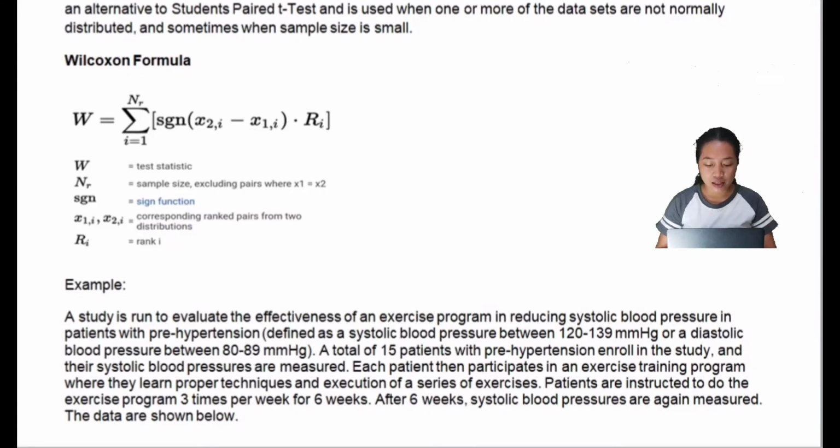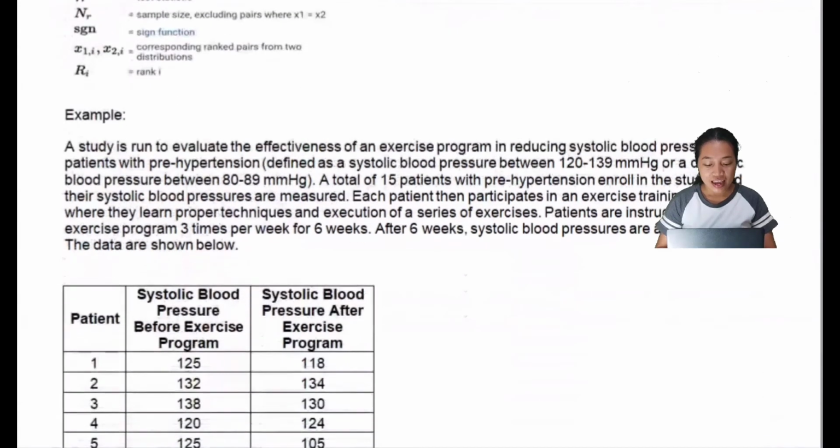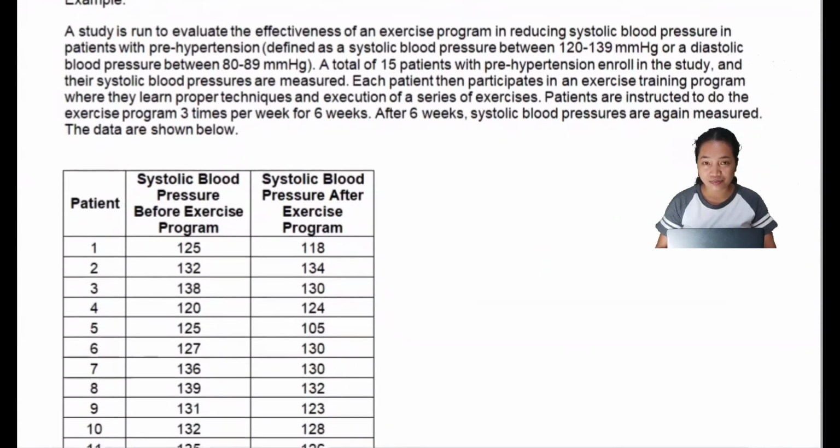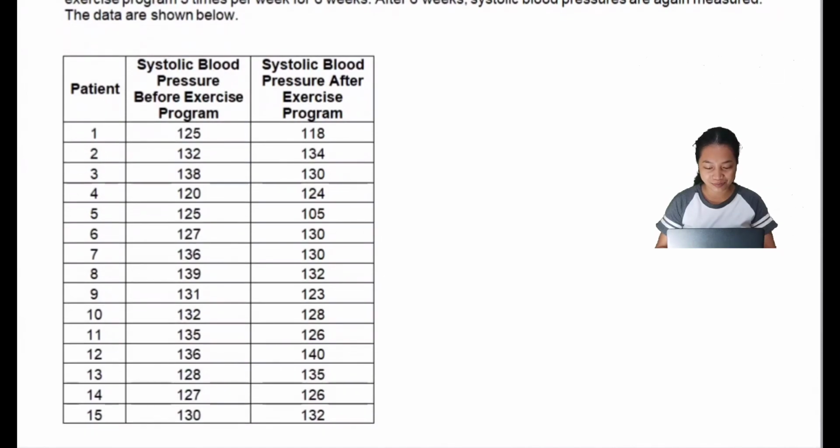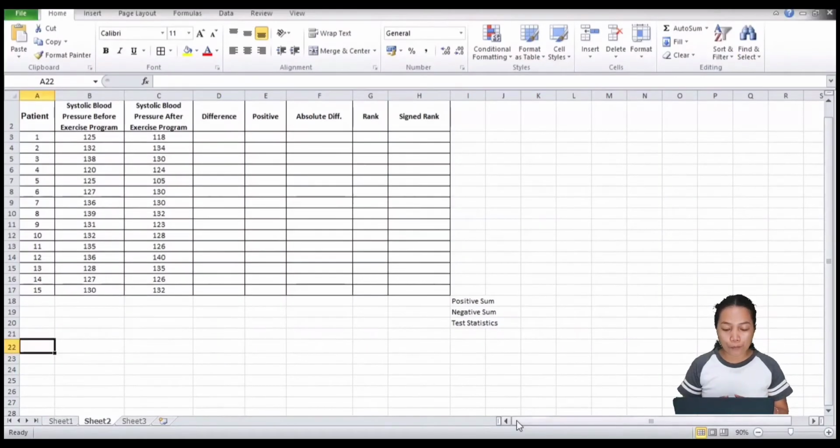Each patient then participates in an exercise training program where they learn proper techniques and execution of a series of exercises. Patients are instructed to do the exercise program 3 times per week for 6 weeks. After 6 weeks, systolic blood pressures are measured again. Here is the data. So in this example, we will use Excel to compute.